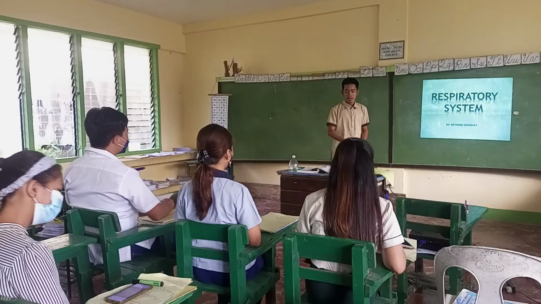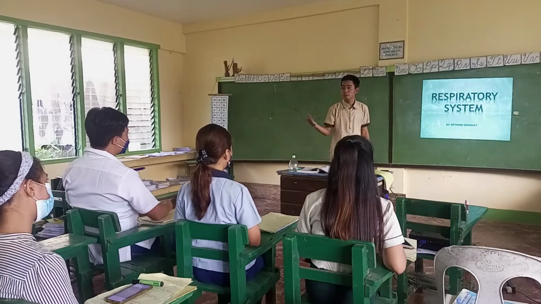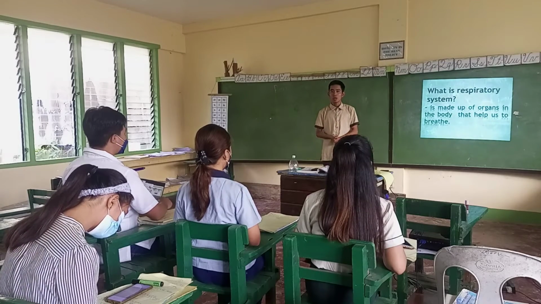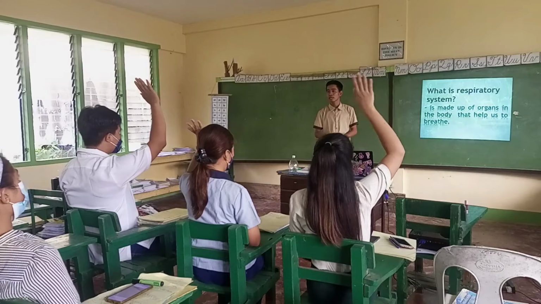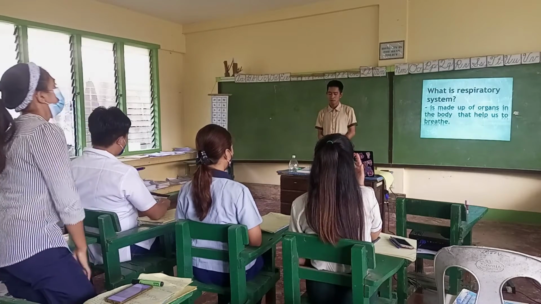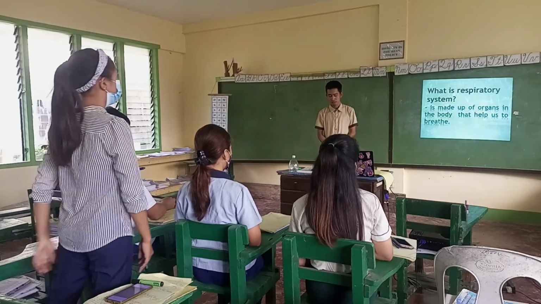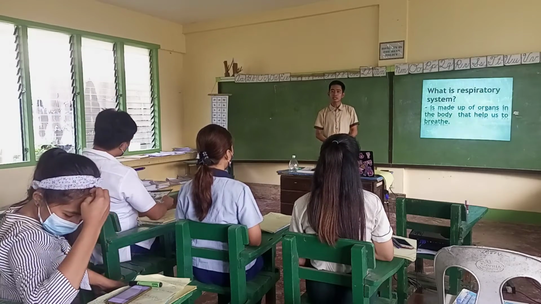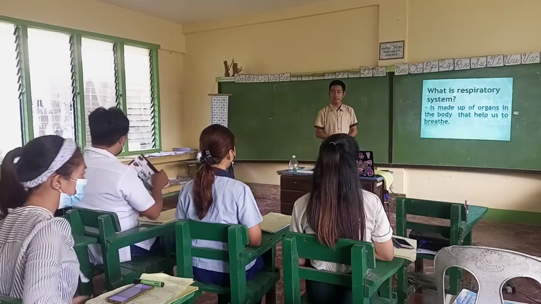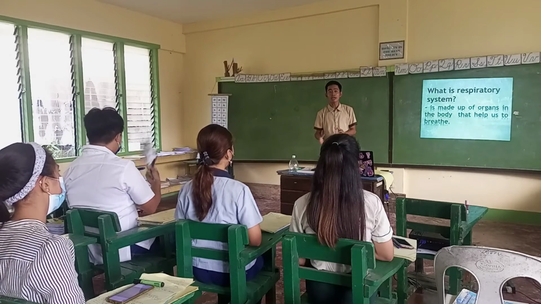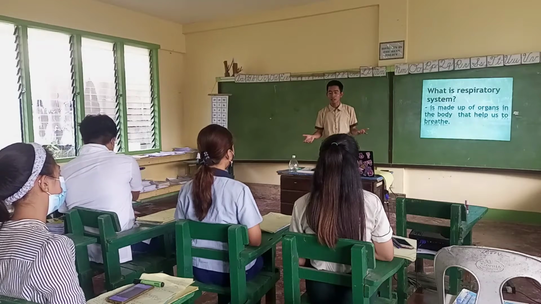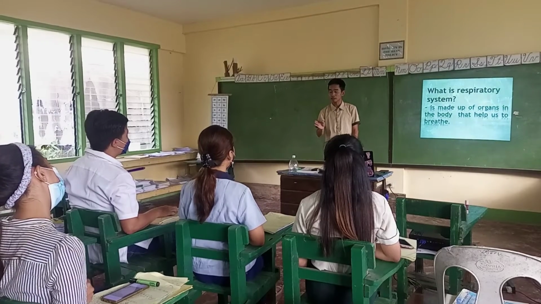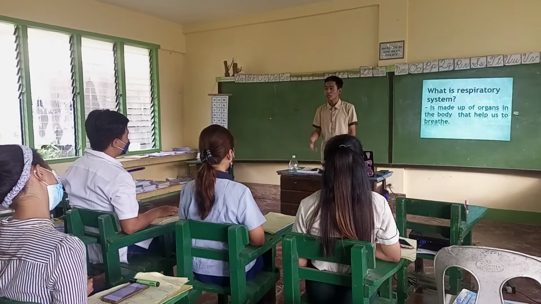So let's go finally to our discussion. Respiratory system. What is the respiratory system? Who can read about the respiratory system? Yes, please, Julia. Respiratory system is made up of organs in the body that help us to breathe. Okay. So the respiratory system is made up of various organs that help us to breathe, where gas exchange happens. It is a very important system made of various organs for us to breathe and allow gas exchange.